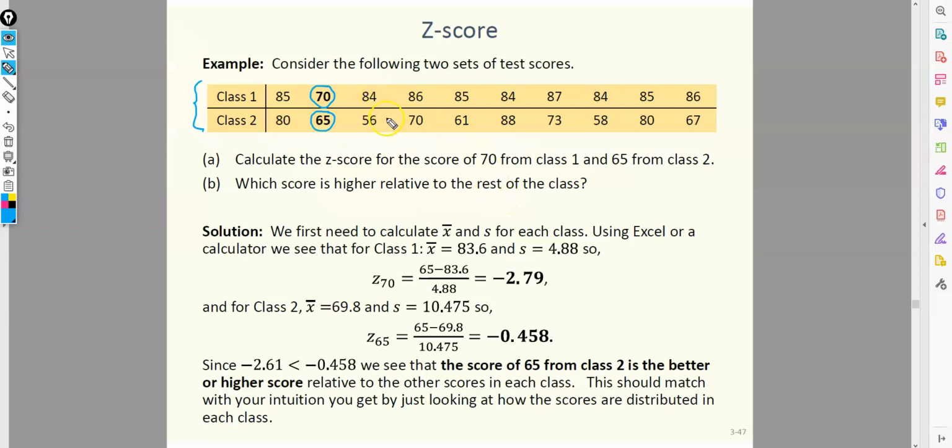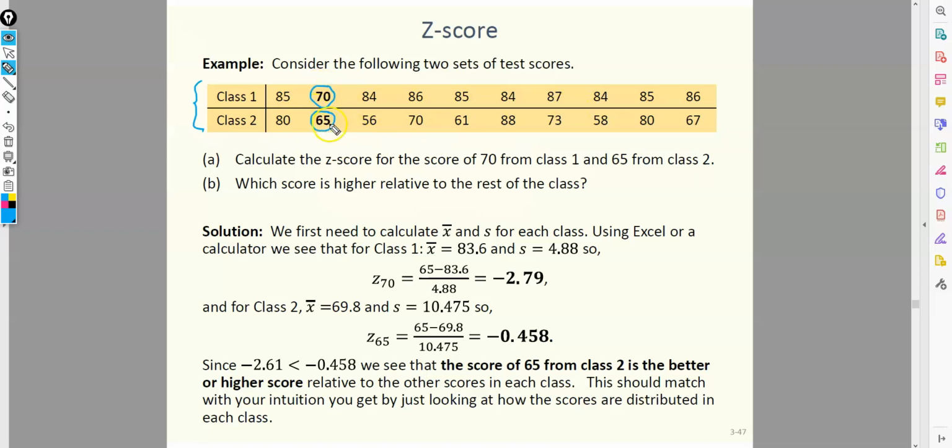Now, using our intuition a bit, we can get an idea of which score is higher relative to the rest of the class. For example, if we look at the 70 here, we see that all of the other scores for class 1, excluding the 70, vary from 84 up to 87, and then you have this one score of 70. So that's a pretty low score relative to the rest of the class.